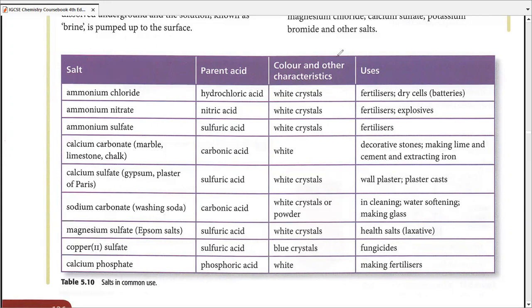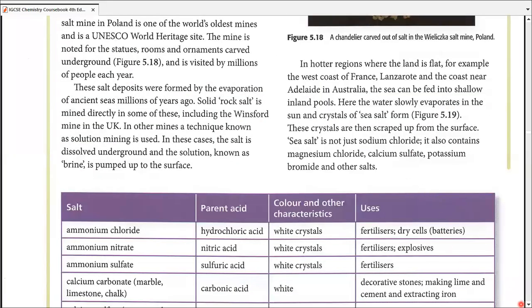So these salts are pretty easy. If you can't cram them in one go, don't worry. We're going to discuss them, most of them at least, frequently in upcoming portions of the book, and you would memorize most of them. Sea salt is not just sodium chloride, it also contains magnesium chloride, calcium sulfate, potassium bromide, and other salts. This is another important part from this page.